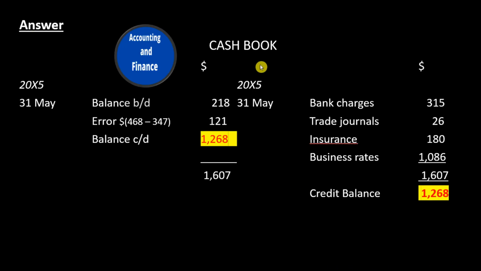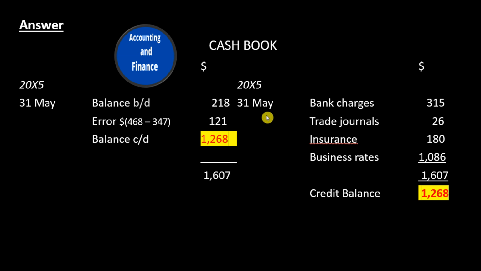Cash book. 20X5, 31 May, balance b/d, $218. Error, $468 minus $347, $121. Balance c/d, $1,268. Total, $1,607.